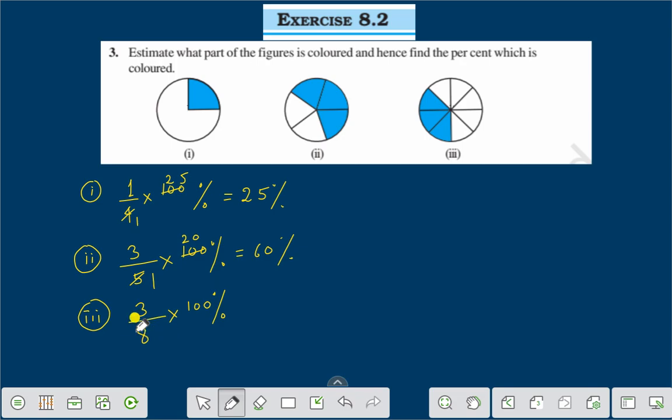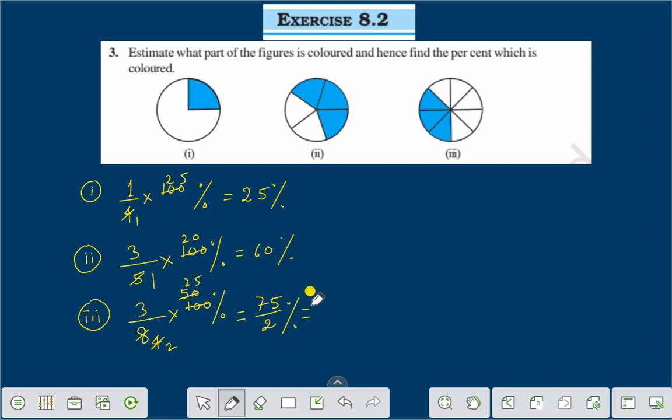Now if we cut this one, 2 fours are 8, 2 fives are 10, 0. Again we cut by 2, that is 2 twos are 4, and this is 25. 25 into 3 by 2. Therefore we will get 25 into 3, that is 75. 75 by 2%.